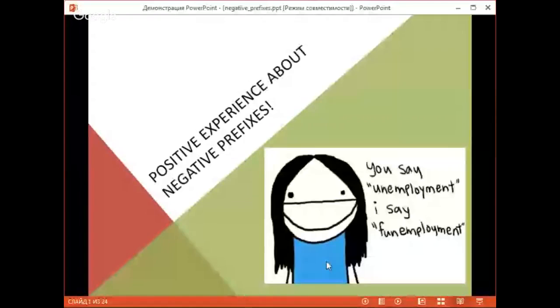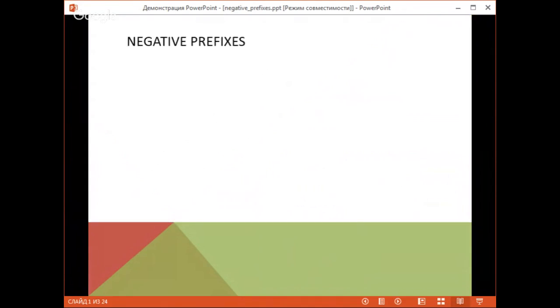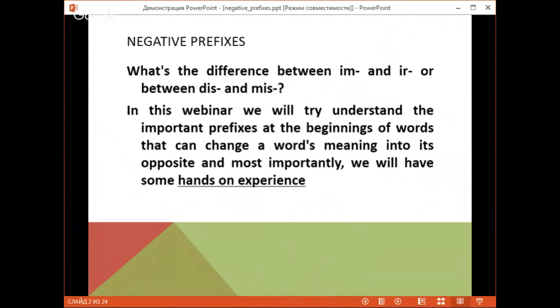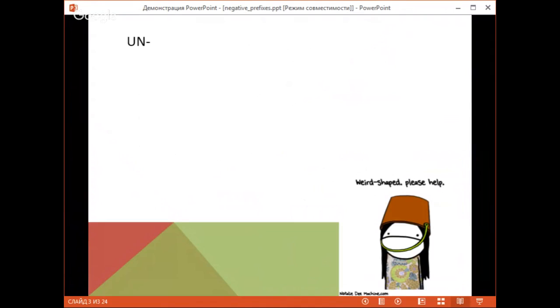Okay, I hope you see my screen, and today we are going to have some positive experience about negative prefixes. What is the difference between prefix im and ir, or between dis and mis? Today we will try to understand that, and especially what is important, we will have our hands-on experience with them. So let's begin. The prefix un.